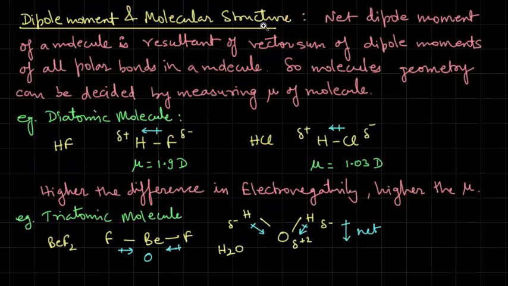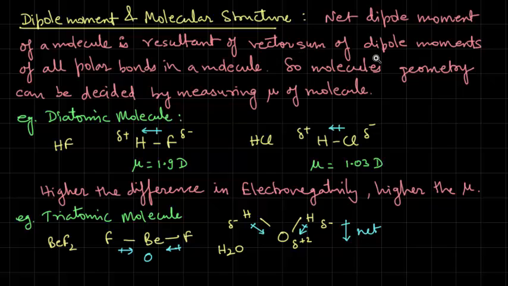So dipole moment and molecular structure. Dipole moment helps us in arriving at the molecular structure sometimes. For a simple example, if there is no dipole moment, we can assume that it's a diatomic gas. And if there is a dipole moment, we can calculate that, and then with some calculations, we can find out the molecular structure of that molecule. So the net dipole moment of a molecule is the resultant of the vector sum of dipole moments of all polar bonds in a molecule. We already studied vector sum in physics.